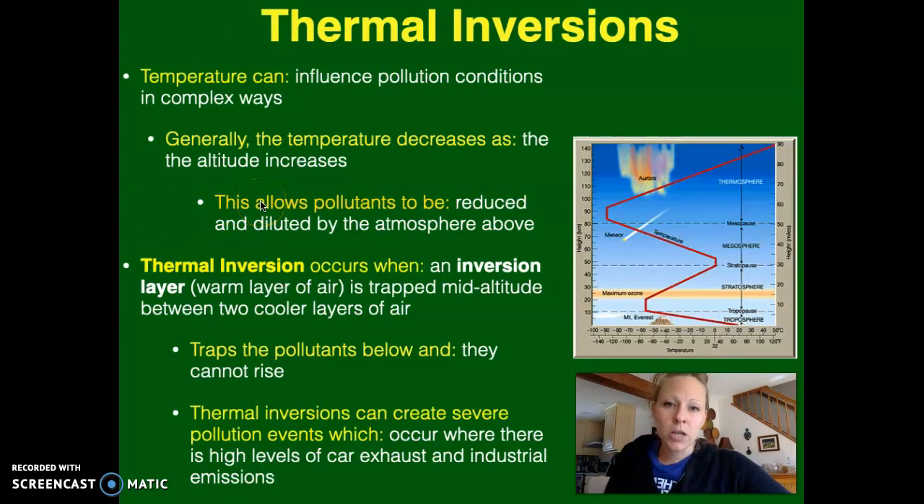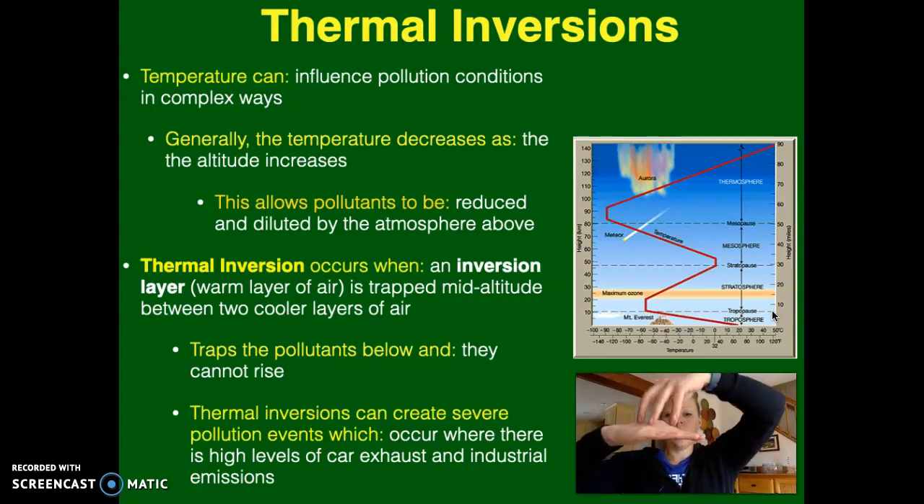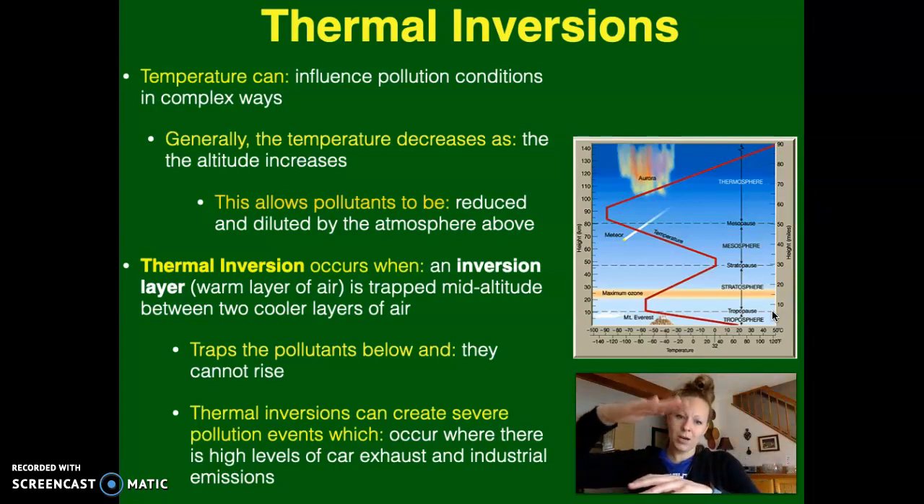The last way that we're going to talk about how temperature influences smog is by thermal inversions. A thermal inversion is a layer of warm air trapped mid-altitude between two cooler layers. So if you have your warm layer here, the cold air on top is going to trap it right there. This warm air can't move, can't go up, and everything below it is going to be trapped down there.